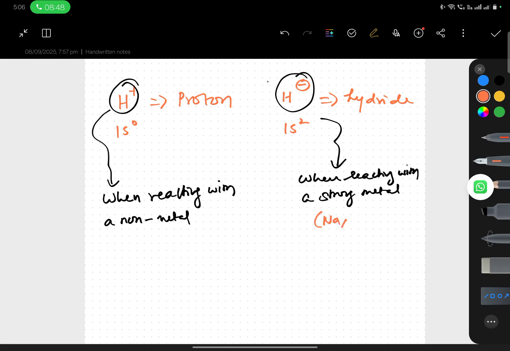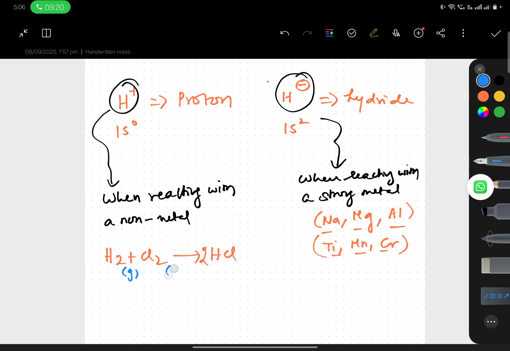Metals like sodium, magnesium or aluminium are a little bit stronger metals, so they can form hydrides. Not only them, you can also have other metals like titanium, manganese, chromium. With them all it can form hydride. When hydrogen reacts with a non-metal, it forms HCl. For example, H2 plus Cl2 gives you HCl. Here you can write, this is in the gaseous form, this is also in the gaseous form.